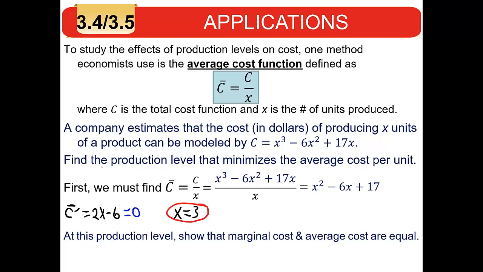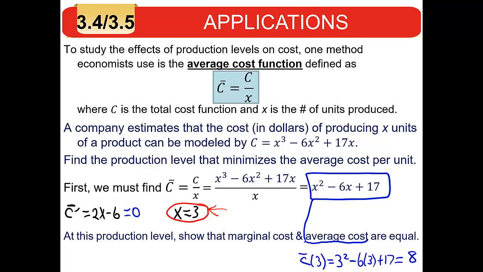The next question is, at this production level, show that the marginal cost and average cost are equal. Well, I just did the average cost. That's what I just calculated. So they want to know what the average cost is at this current production level. We just found 3. So they're asking us now to take the average cost, plug in 3, and see what happens. If you plug 3 into the average cost, you get 8. And they want to know now, what if you take the marginal cost, do the same thing, do you also get 8? They want to show that you get the same answer both times.